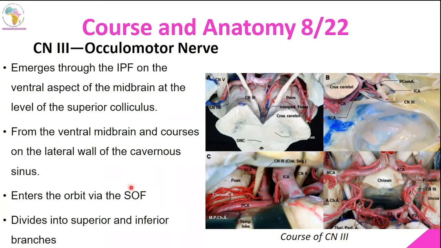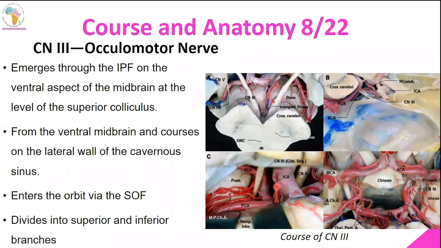to eventually reach the eyeballs. So from the ventral midbrain, it courses anteriorly, along the lateral wall of the cavernous sinus, and eventually enters the superior orbital fissure to get into the orbit. As it enters the superior orbital fissure, the oculomotor nerve divides into two branches: an inferior branch as well as a superior branch. The superior branch specifically innervates the levator palpebrae superioris, which is the muscle responsible for retraction and elevation of the upper eyelids, as well as the superior rectus muscle.